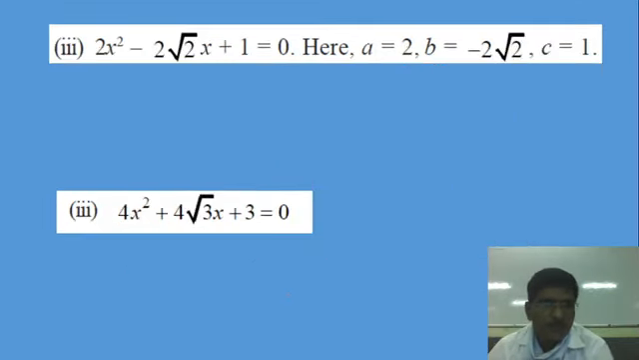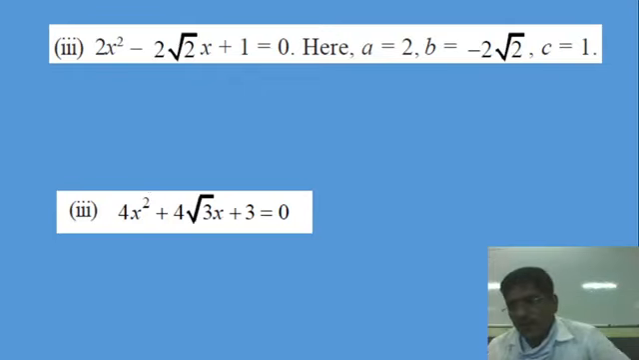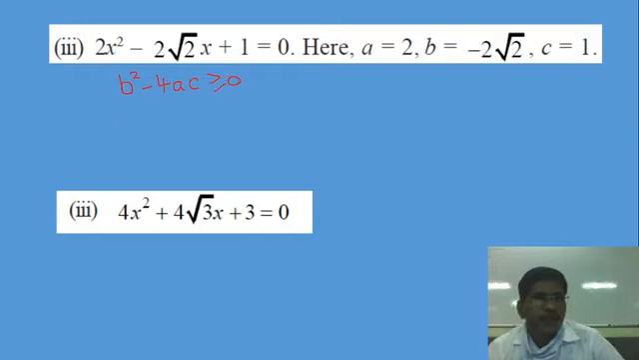Now third sum. Again standard, first of all we have to check it. So I am checking now. B square minus 4ac greater than or equal to 0. Now the value of b, that is minus. So if you see properly, I am writing your values first of all.